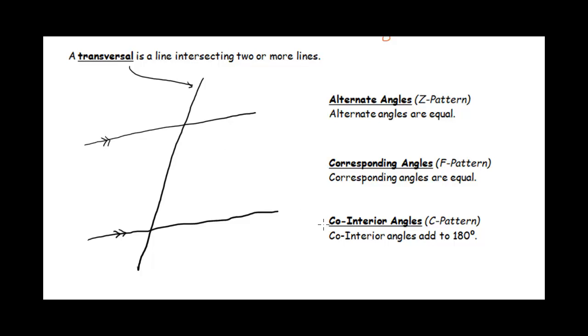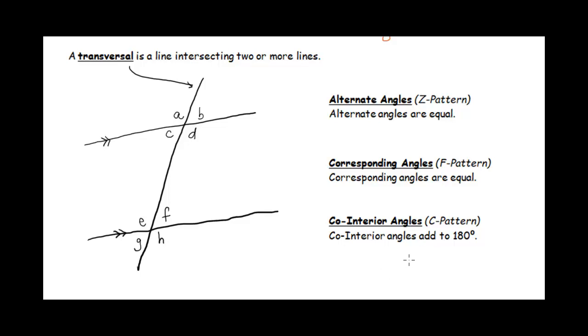Now I'm going to label some of the angles that we have created by having two parallel lines and a transversal. I'm going to call this angle A. I'm going to call this angle B. This one's going to be C. This angle here is going to be D. So there's four angles at the top intersection. And I'm going to put another set here. I'm going to call this angle E, F, G, and H. So there's four angles that are also created by the intersection at the bottom.